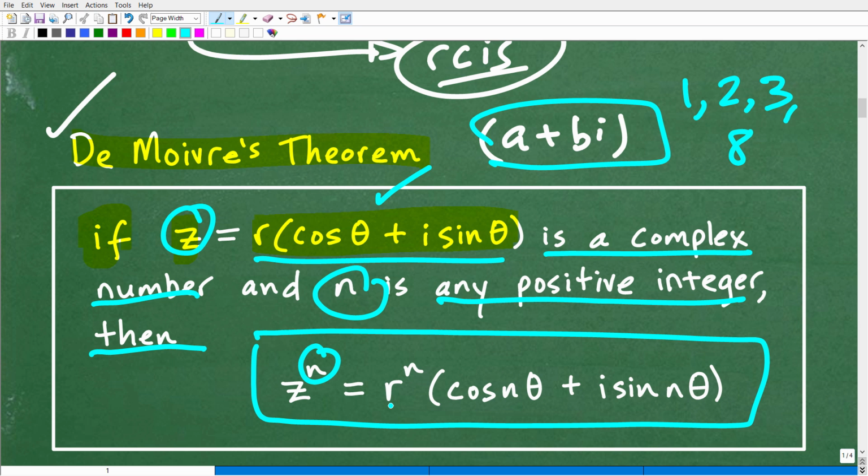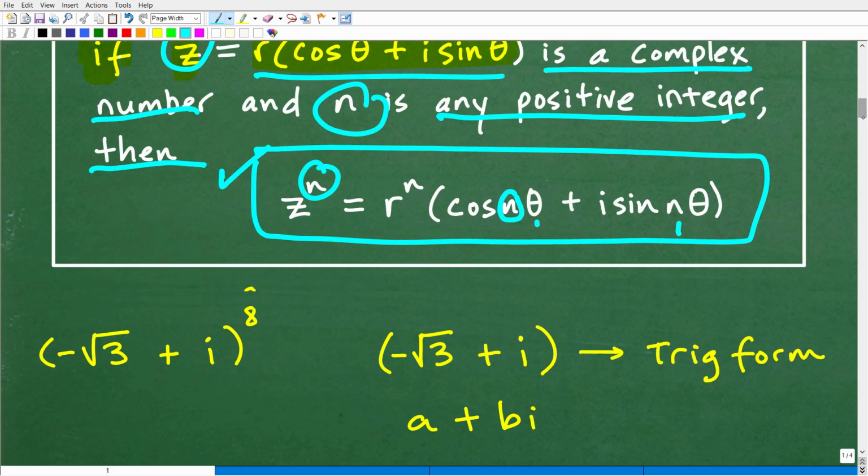Is equal to r to the n. Now this is where we're talking about this r right here, to the n times cosine n times the angle theta plus i sine n times theta. Okay, so that is De Moivre's theorem. Now we need to go ahead and apply it, and let's do that right now.